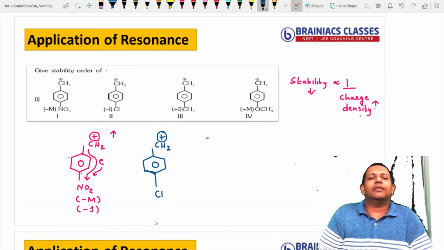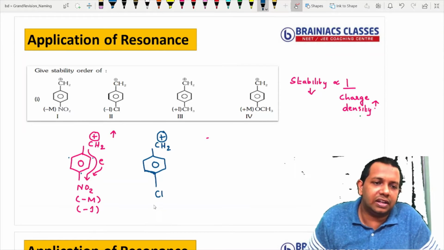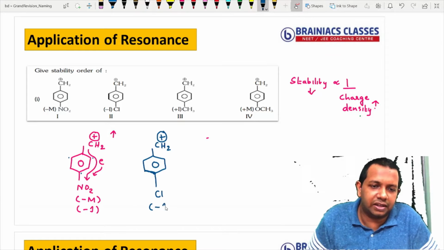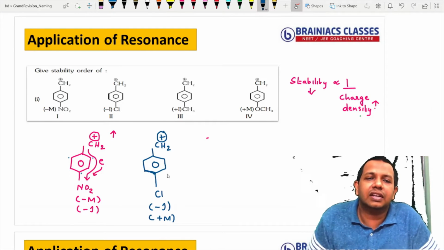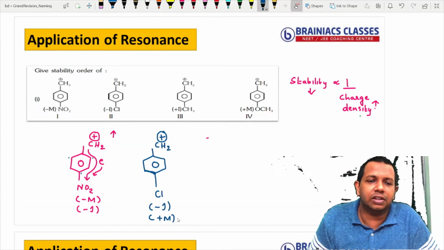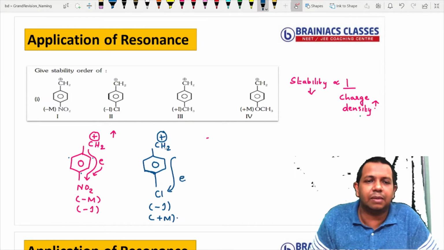Now what are the effects of chlorine? We know that it has a minus I effect and it also has a plus M effect, correct? Some students will say, sir, here a plus charge is present. So we know that plus M will stabilize this positive charge, and minus I effect will attract the electrons in this direction and destabilize it.